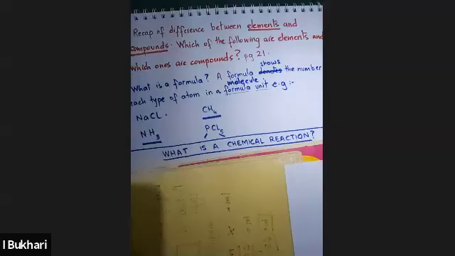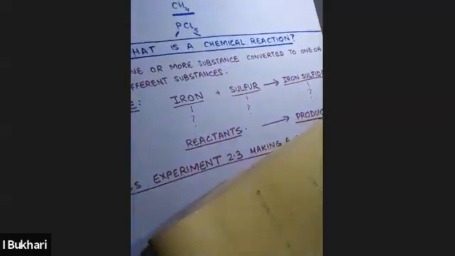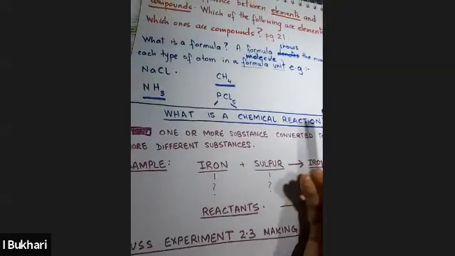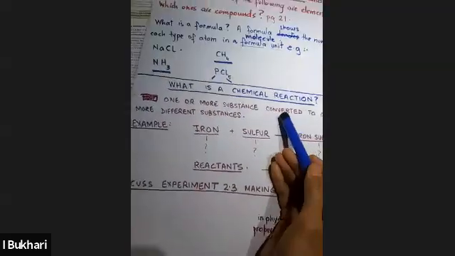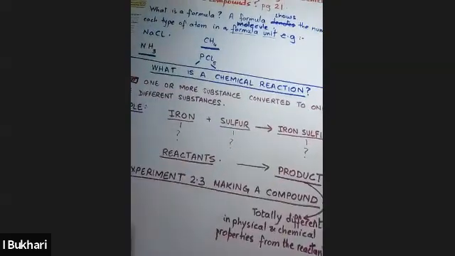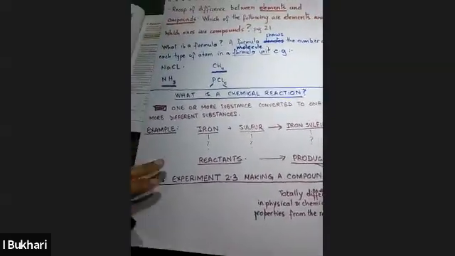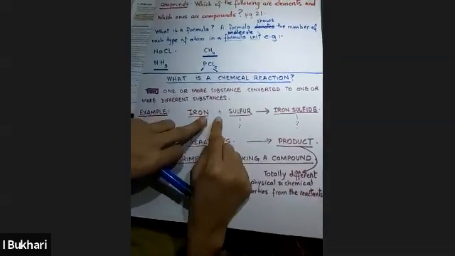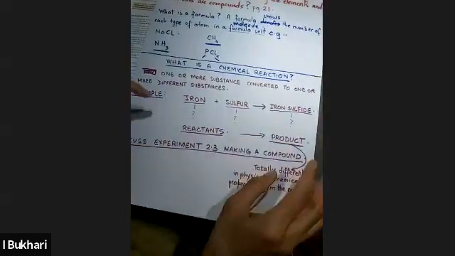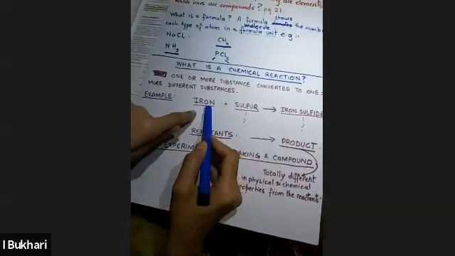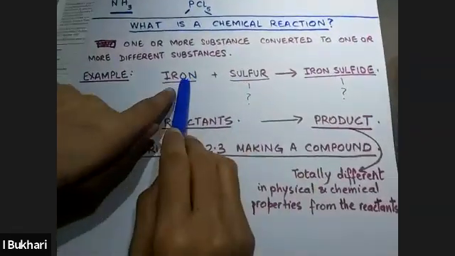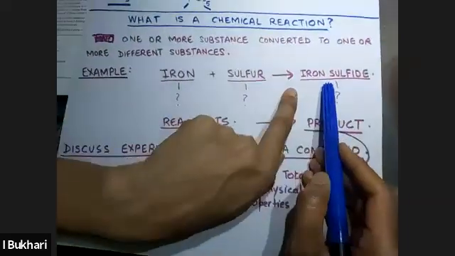Okay. So basically, a chemical reaction is when one substance changes into another substance. One or more substances get converted to one or more different substances. For example, what do I mean by that? I will take this example from your book. I took iron and then I took sulfur. So you have iron and then you have sulfur. Now both of them combine to form this compound.